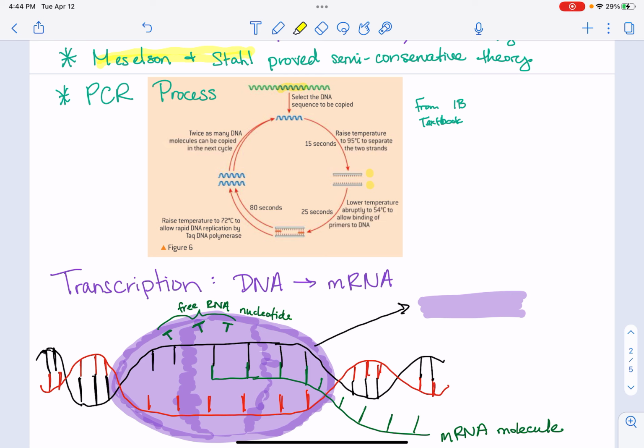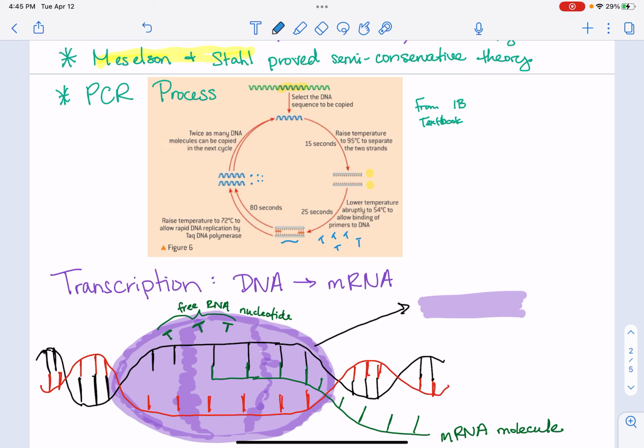So instead of the bonds forming between the two original strands, there are these DNA primers kind of all throughout. There's like a million of them all around these separated DNA strands. And so instead of the DNA strands linking back up together, the primers actually bind to the original strands, which you can see in this picture right here. And then they raise the temperature again to basically replicate that new strand a bunch and bunch and bunch and bunch of times.